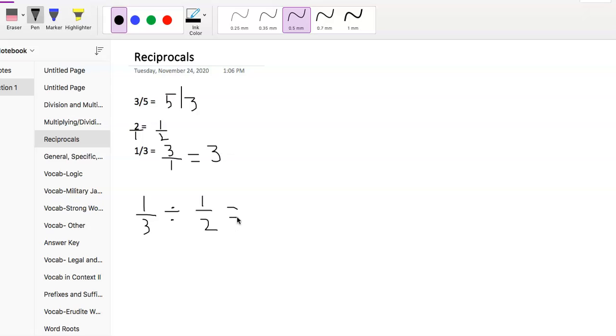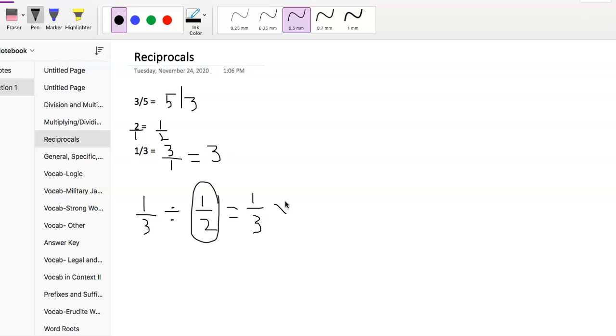1/3 divided by 1/2. What is that? You need to know the rule when you're dividing fractions is that you take the second fraction and flip it, or turn it into its reciprocal, and then multiply. That's how you divide fractions. Right? So that's just a thing you got to memorize.